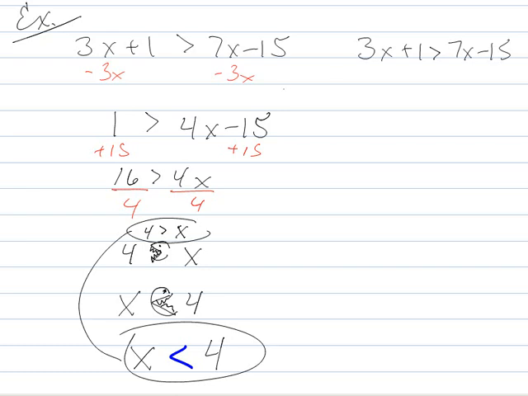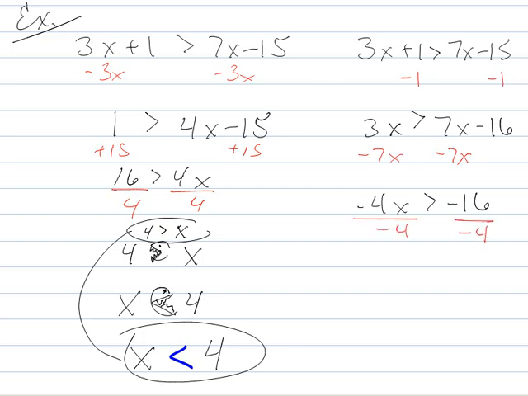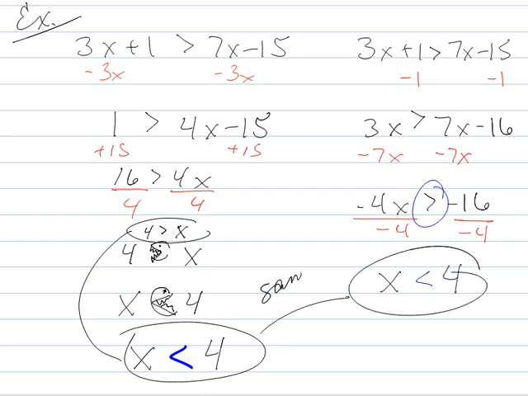So instead of moving the 3x over, you could move the 1 over. So I've got 3x is greater than 7x minus 16. And let me subtract the 7x on both sides. And I'll get negative 4x is greater than negative 16. Now I'll divide both sides by negative 4. And since I'm dividing by a negative, I have to flip the sign. And I get x is less than 4. So I'm getting the same thing. It's just a different process. Okay? So that's kind of nice.